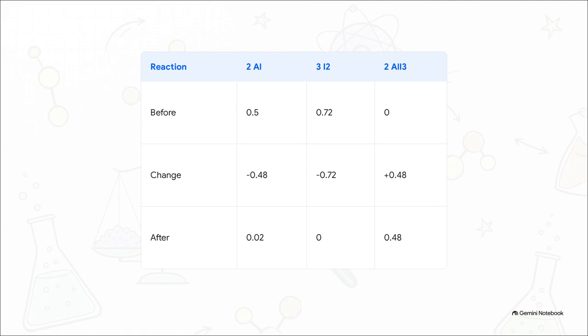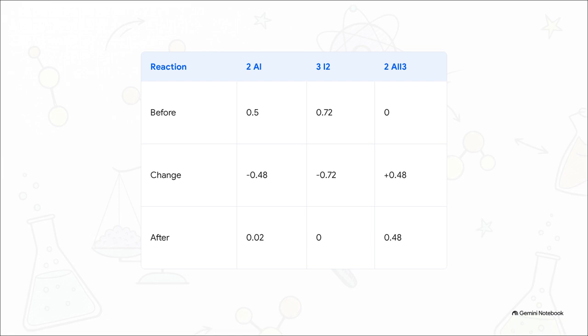Okay, so here is your absolute secret weapon for exam success. BCA. It stands for before, change, after. You write your balanced equation right at the top. Underneath that, you create 3 rows. The before row is exactly what you start with in the beaker.